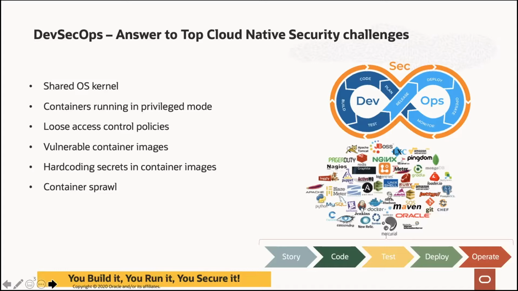Agile took us from months to days to deliver software. DevOps took us from months to minutes to deploy software. And with more and more applications becoming mission critical, security has essentially become somewhat of a bottleneck.